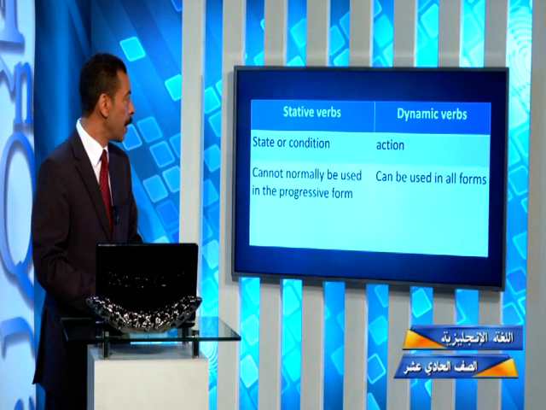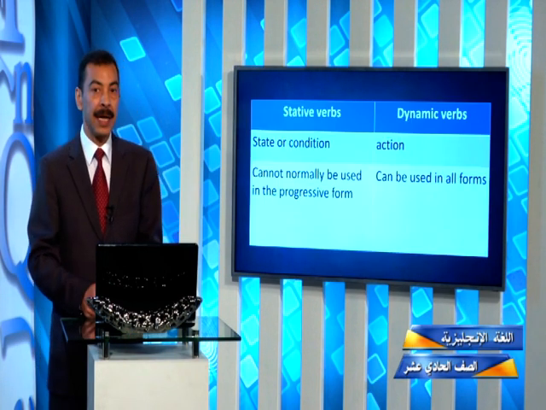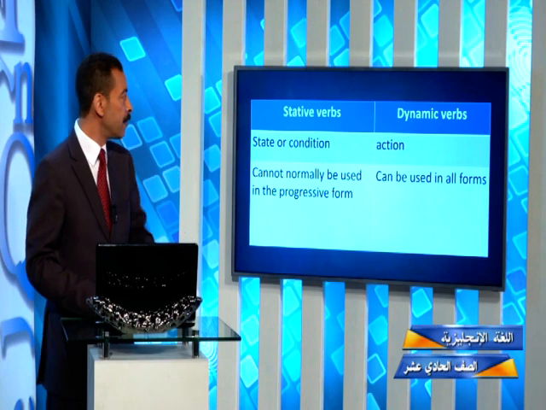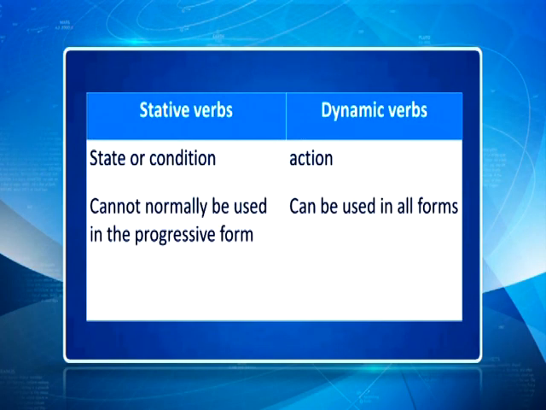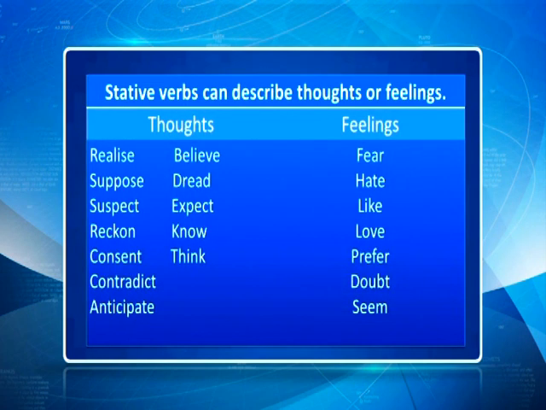For example, let's see some stative verbs and some dynamic verbs. Under stative verbs, we have verbs that describe a state or condition, and normally they cannot be used in the progressive form. On the other hand, dynamic verbs describe actions and can be used in all forms. With action verbs, we can use present continuous, present perfect, and things like that. Whereas with stative verbs, we use only the simple form. We are going to see some extra examples to clarify things.